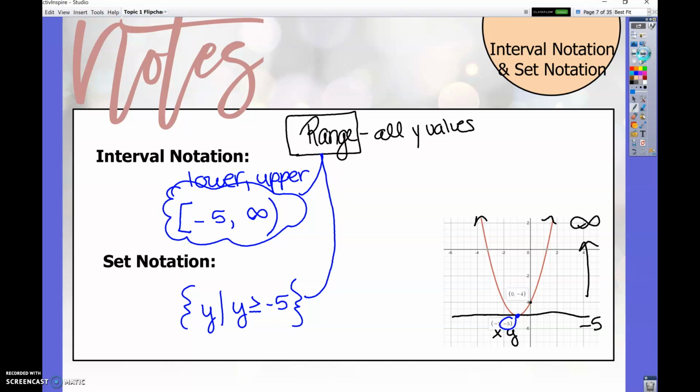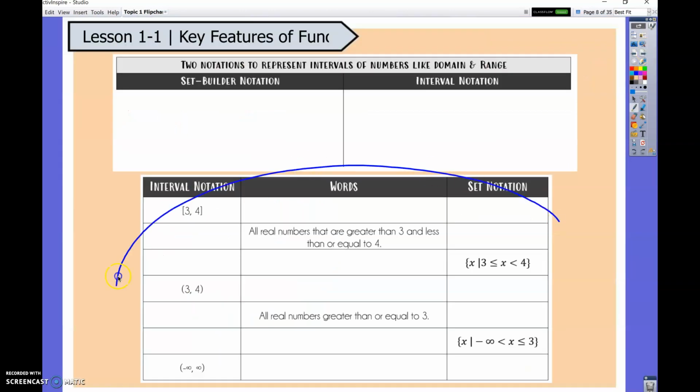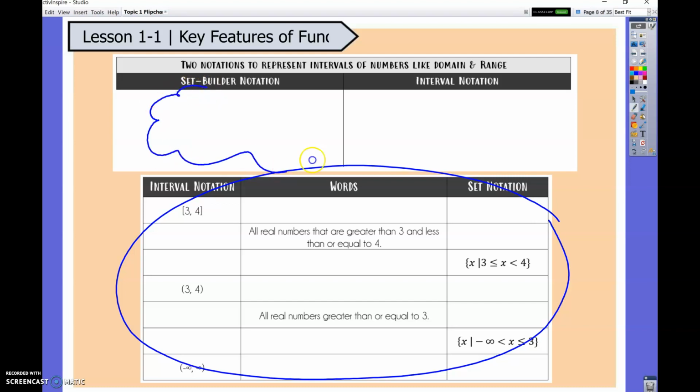You can now do this table in your packet and use your set builder notation and your interval notation to do so. Any of these notes I provided or anything else you might find would be wonderful to go in your packet in these areas.